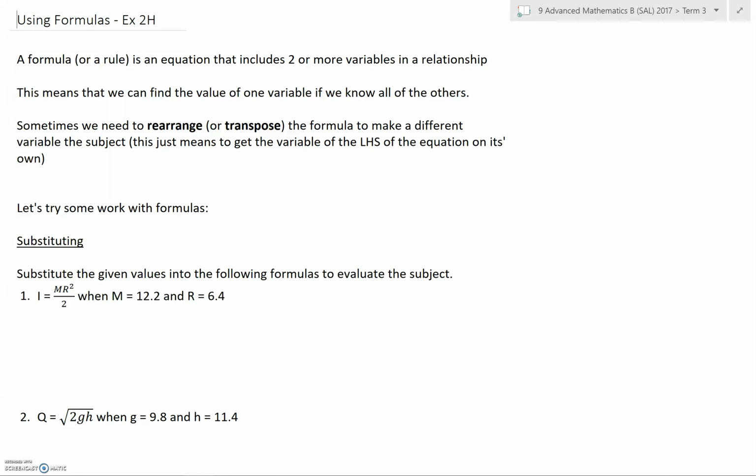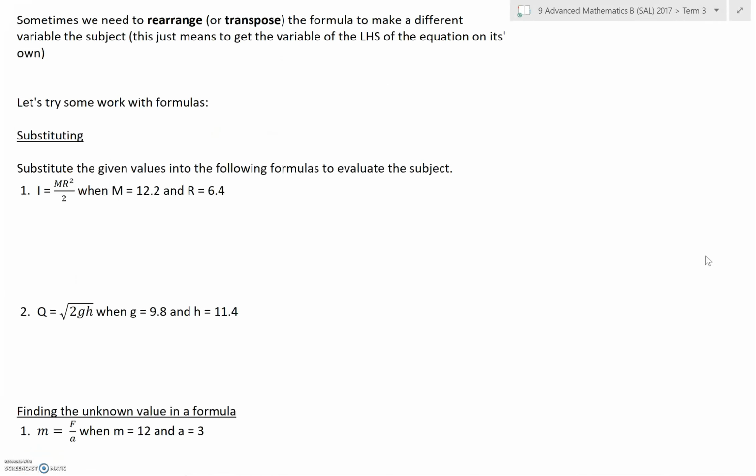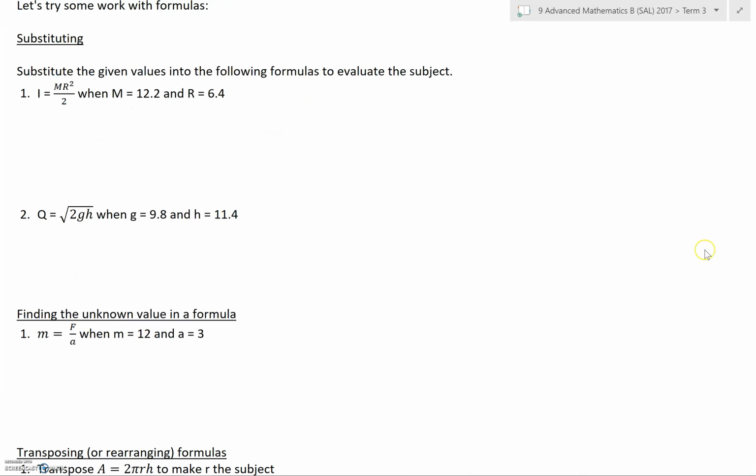So we're going to look at a few different ways we can work with formulas here. So let's do that now. So the first one might be substituting. So in this case, we need to substitute the values into the following formulas to evaluate the subject. So the one we're working with is I equals mr squared divided by 2, and we want the answer for I when m equals 12.2 and when r equals 6.4.